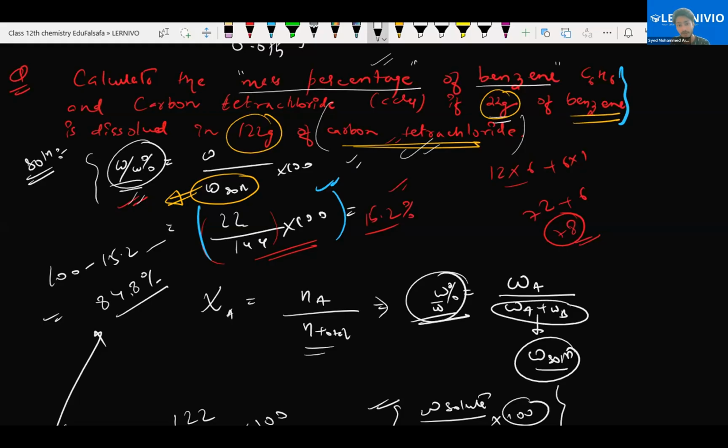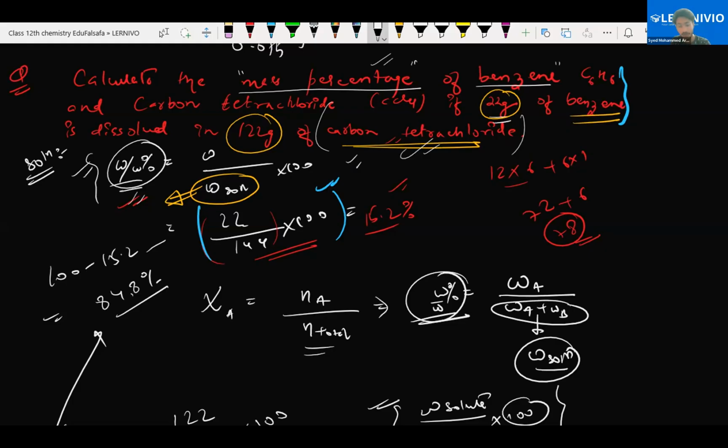And how are we going to get the weight of the solution? By adding the weight of the solute and the weight of the solvent. If we add the weight of the solute with the weight of the solvent, what do you get? The total weight of the solution. Got it? So here the thing which is asked is different.